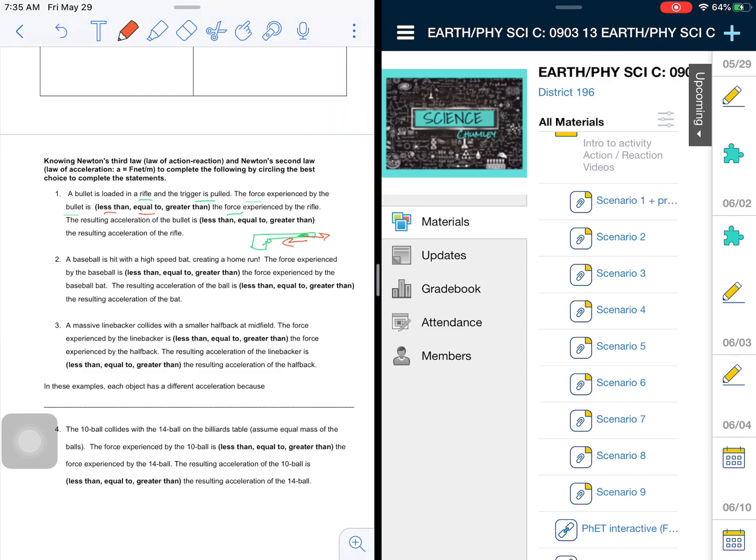Is one less than the other? Are they equal, or is one greater than the other? And then the second part of the question is about the acceleration. So think about how they would accelerate differently and why. There's a question about that down here. So kind of going back to that trampoline example.